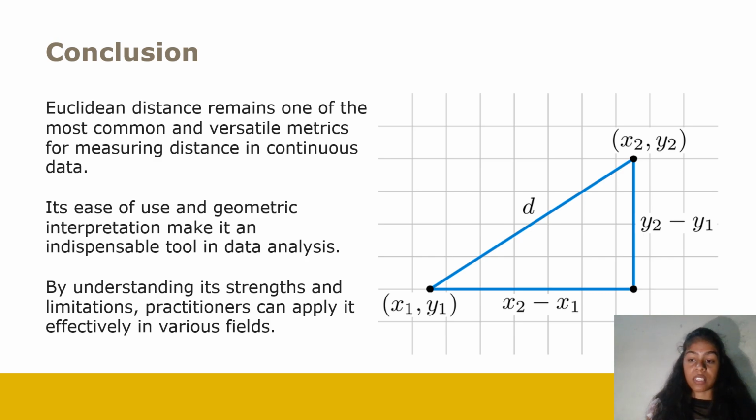And here you can see another graph about that. Here d is the hypotenuse and x1 comma y1 and x2 comma y2. Here y2 minus y1 and x2 minus x1.